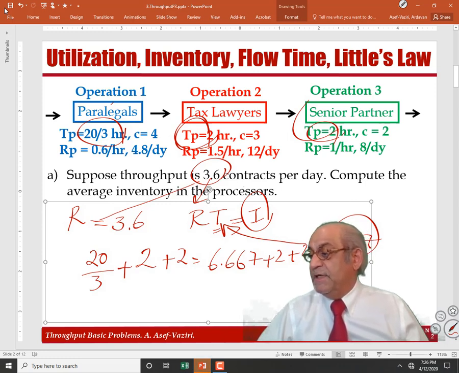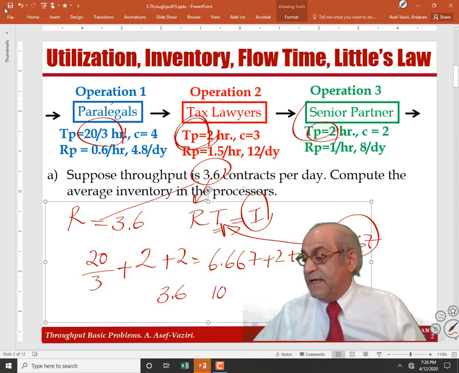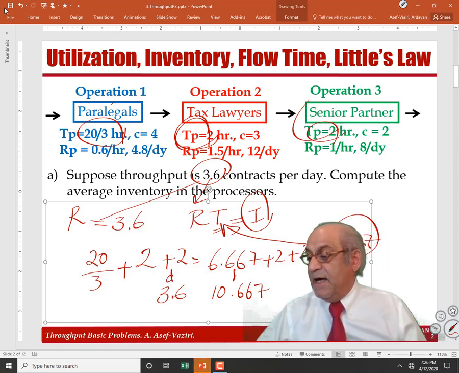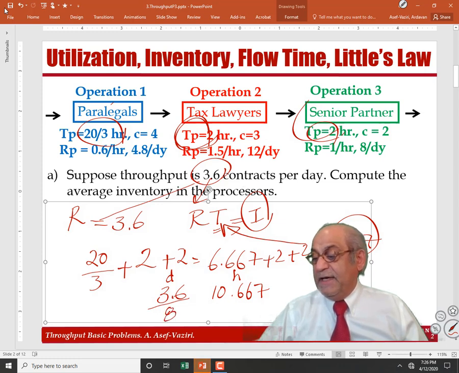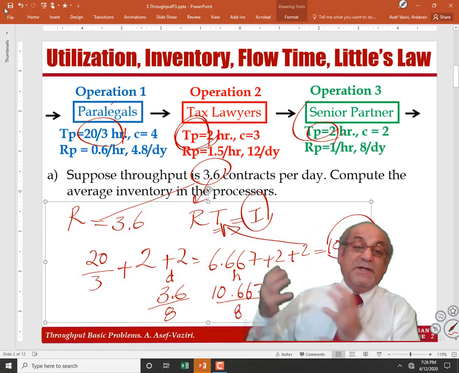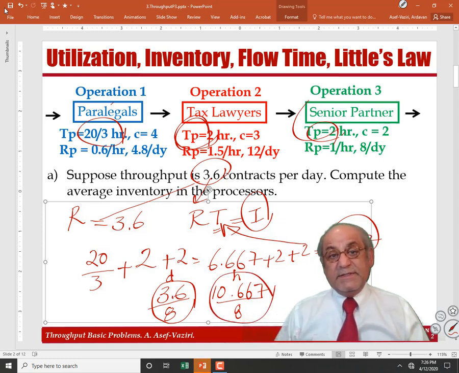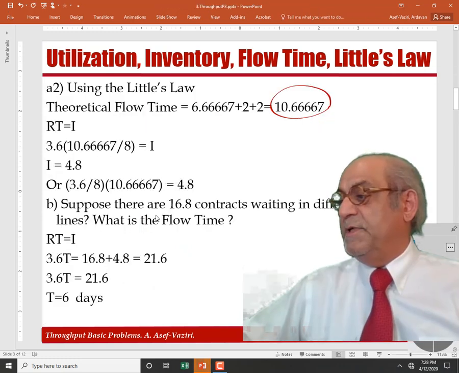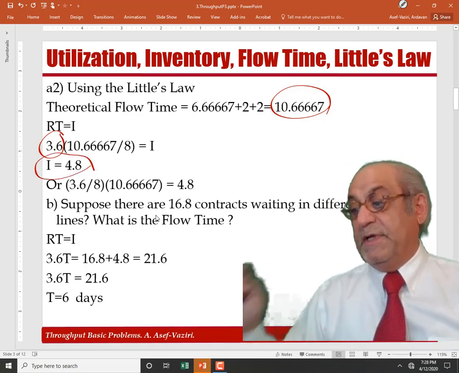That is, throughput is 3.6 per day. Flow time is 10.667 hours. This is day, this is hour. I cannot multiply these two by each other. I either should divide 3.6 by 8 to make it per hour, or divide 10.667 by 8 to make this one per day. Either 3.6 divided by 8 to make it throughput per hour, or 10.667 divided by 8 to make it in terms of day. Both of them are fine. 10.667, 3.6, when we do the computation, we get the same 4.8.